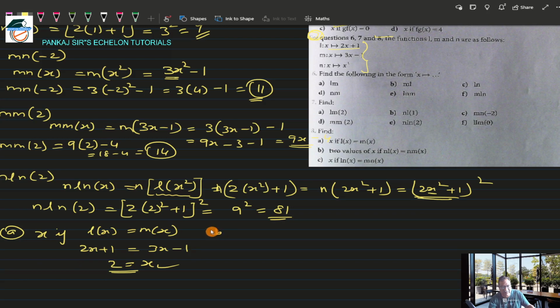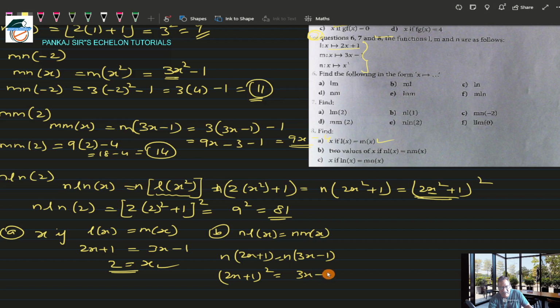For the b part, okay, so a is done with. For the b, find the value of x if nl of x is equal to nm of x. Now nl of x is how much? L of x is 2x plus 1, so I'll write 2x plus 1 and then I'll write an n in front of that. M of x is 3x minus 1, and I'll write an n in front of that. Now n of x is x squared, so this will become 2x plus 1 the whole square, and this will become 3x minus 1 the whole square.